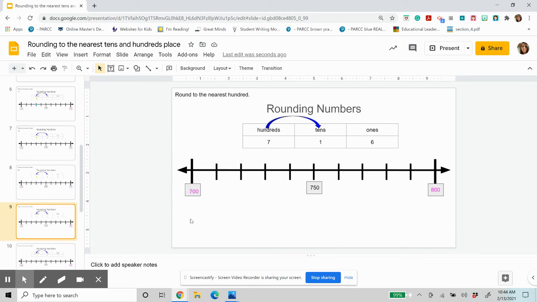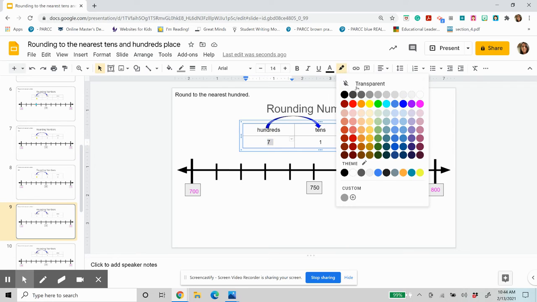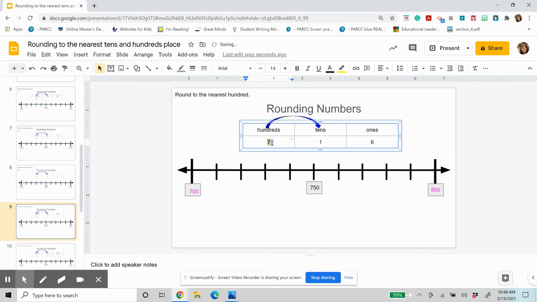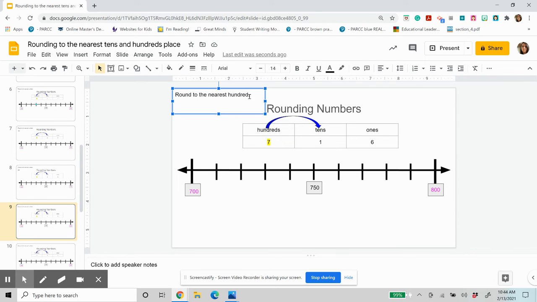Try a couple more. 716. So we're rounding to the nearest 100. I'll highlight my 100 or underline it. That means 700 is a choice. And next on the number line would be 800. Now I'm going to draw my arrow to the number to the right. This is my decision maker. It's a 1. A 1 is less than 5. So we're going to go with the smaller 100. And we're going to say that 716 is rounded to 700, to the nearest 100. It's closer to 700 on the number line.